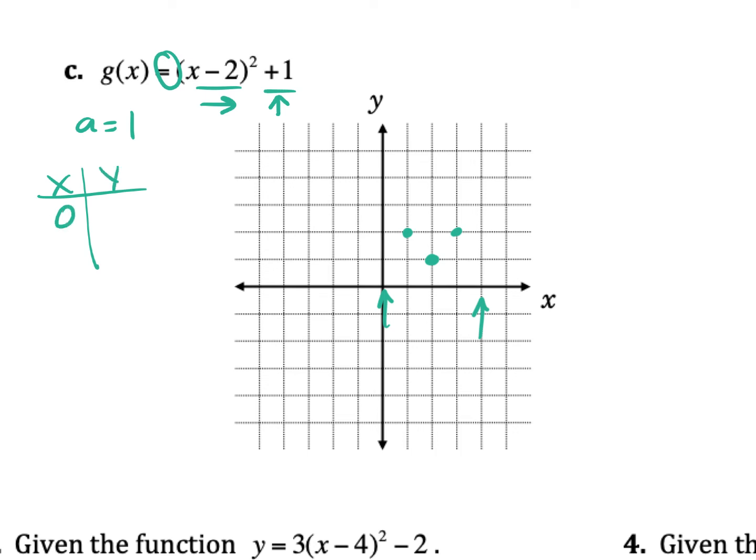So if I plug in 0 for my x, that's 0 minus 2 squared plus 1. So negative 2 squared is 4 plus 1 is 5. So 0, 1, 2, 3, 4, 5 puts me here. Notice here's your axis of symmetry. So if I just reflect that over my axis of symmetry, I'm going to end up right here. And then that will be your graph. Good on that?